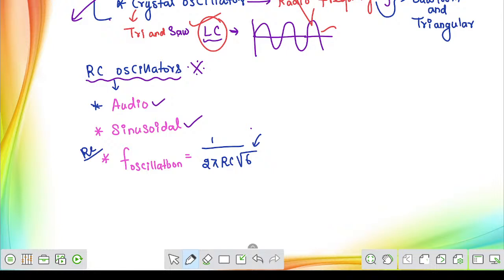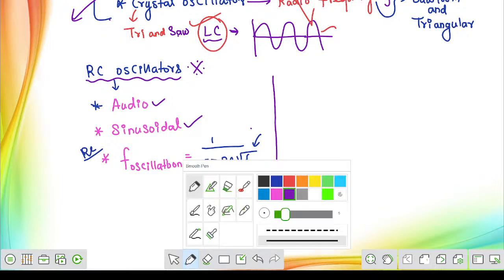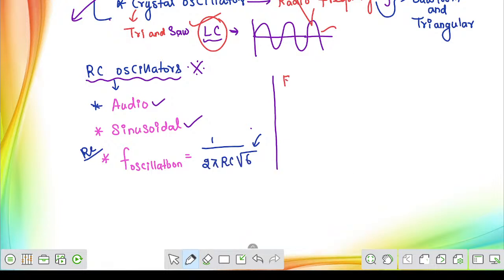So, for the RC phase shift oscillator, the formula is 1 by 2 pi RC root 6. Don't forget, it is used for audio frequency, generating sinusoidal waveforms. The frequency of oscillation has been done. The next important factor is calculation of beta, the feedback factor. You will be requested to identify the value of the feedback factor. You don't need to derive it, you will have to remember it, I am just saying.